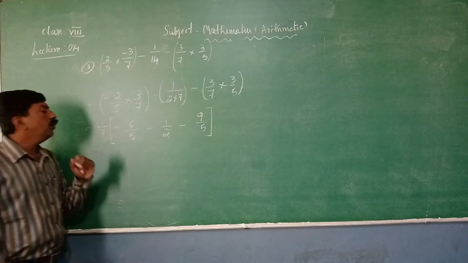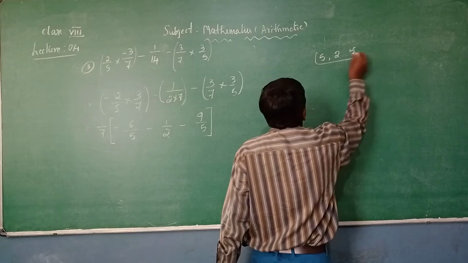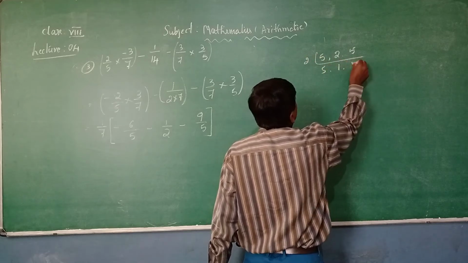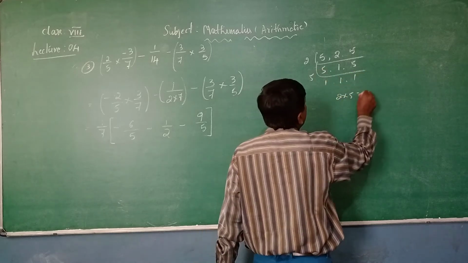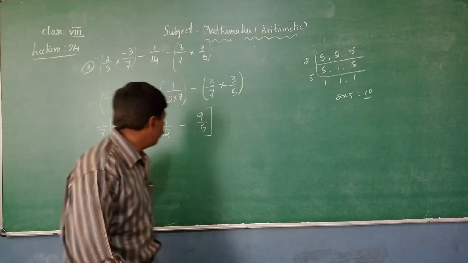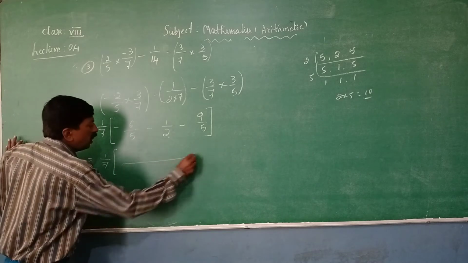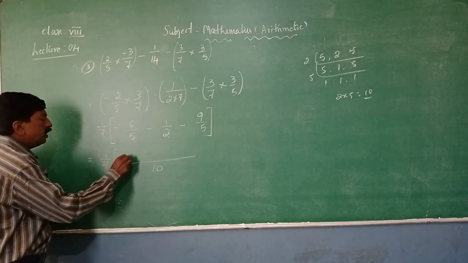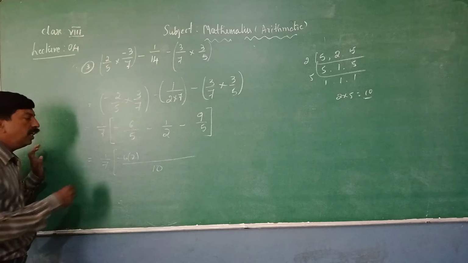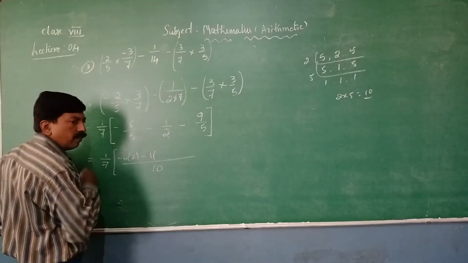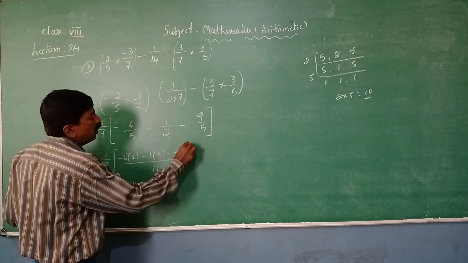Inside the bracket, let us take the LCM of 5, 2 and 5. The least prime number is 2, 5 as it is, then again 5 as it is. So 2 into 5 is 10. Now 10 is the LCM. So this equals 1 by 7 of, with 10 as the LCM: minus 6 into how many times 5 divides 10? 2 times, 5 2s are 10. Minus 1 into how many times 2 divides 10? 2 5s are 10. Minus 9 into 5 2s are 10.